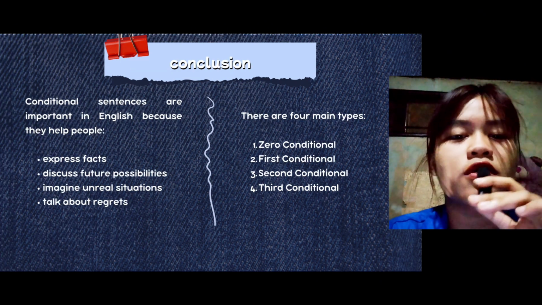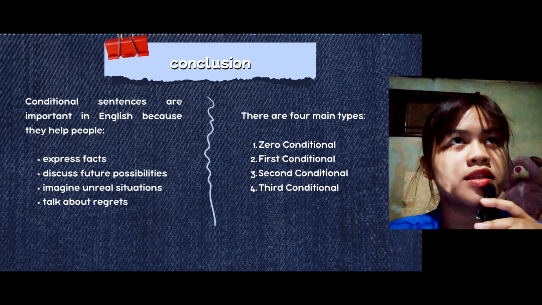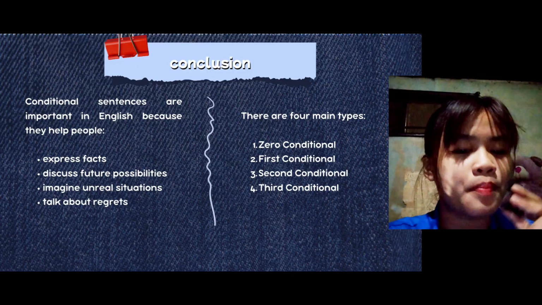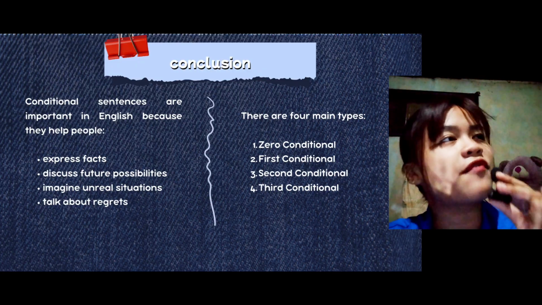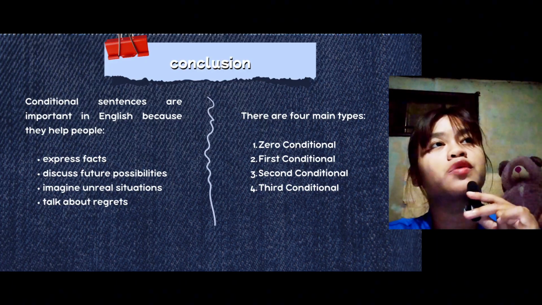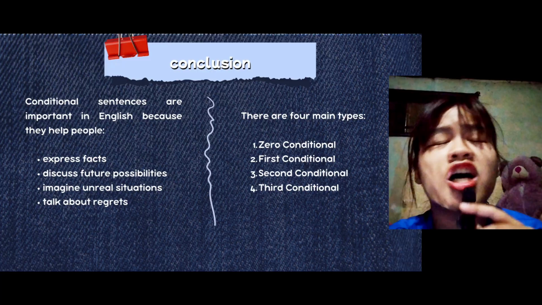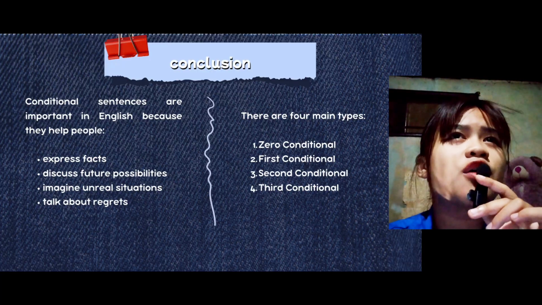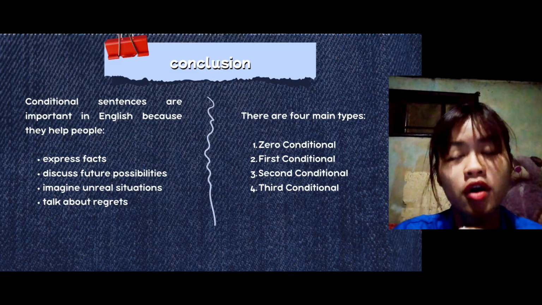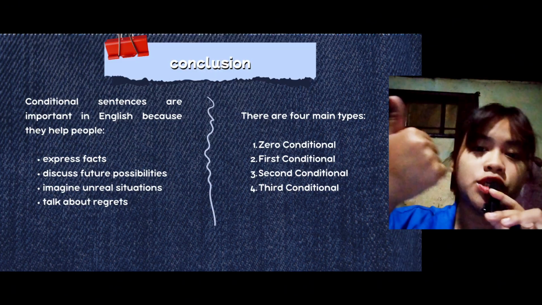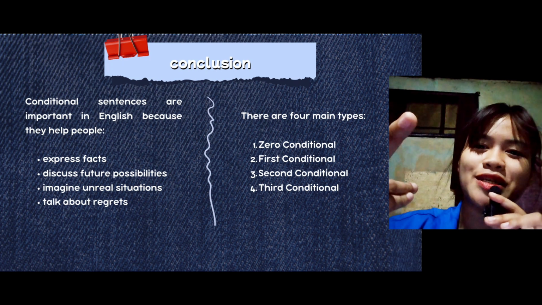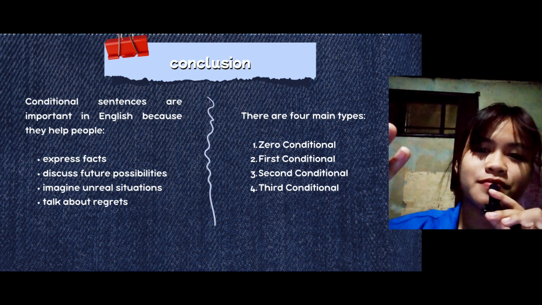So, the conclusion for conditional if: conditional sentences are important in English because they help people express facts, discuss future possibilities, imagine unreal situations, and talk about their regrets. And there are four main types: zero conditional, first conditional, second conditional, and third conditional.